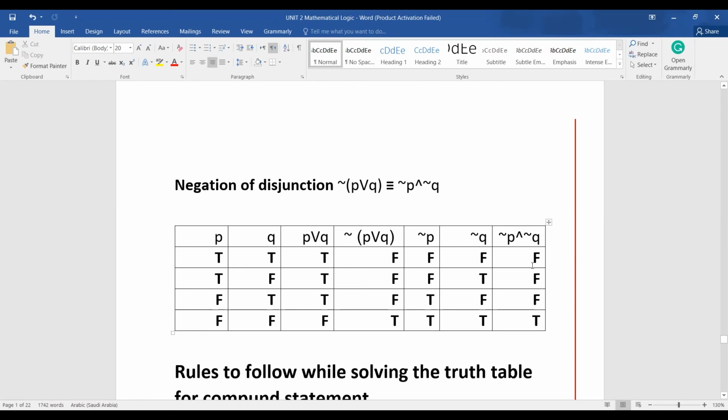Now we need to find negation P and negation Q. False and false would give us a false statement. False and true would give us again a false statement. Similarly, true and false would give us a false statement. True and true would give us a true statement.